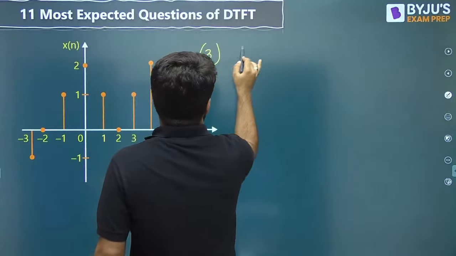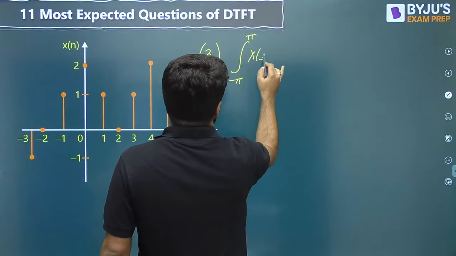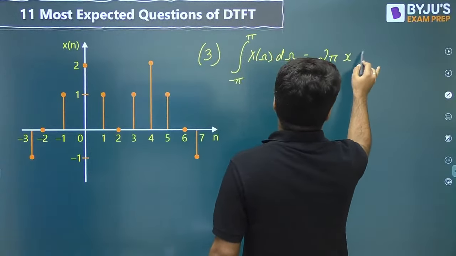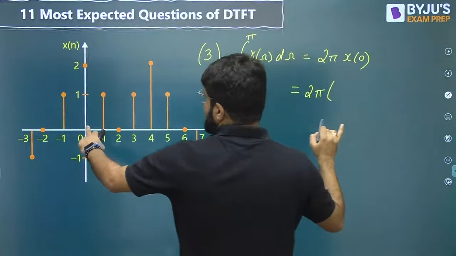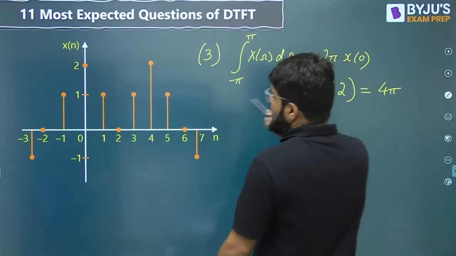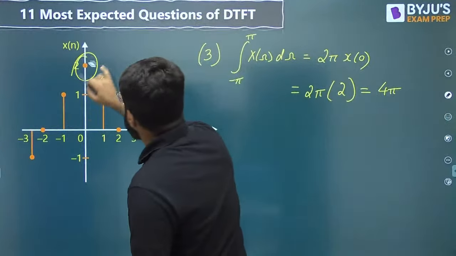So the third is the integral from minus pi to pi. Minus pi to pi means one time period. So the integral of x of omega d omega over one time period, as I already explained, is equal to 2 pi x0. This is a very simple question. What is the value of x0? It is equal to 2. So the answer is 4 pi.